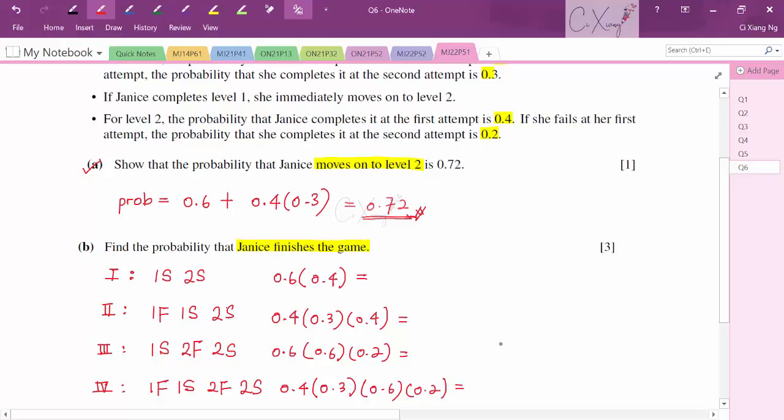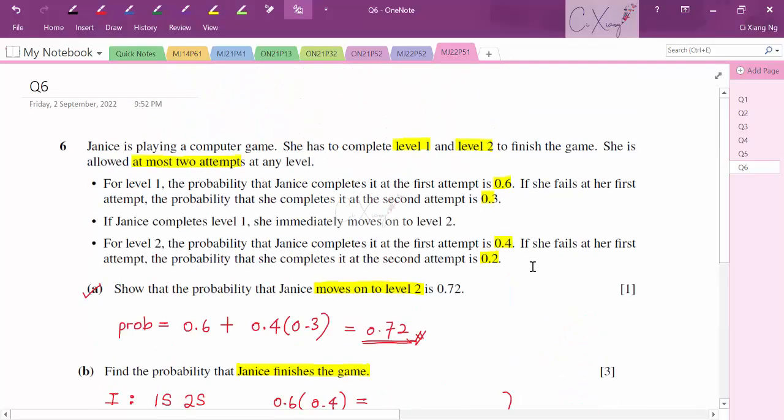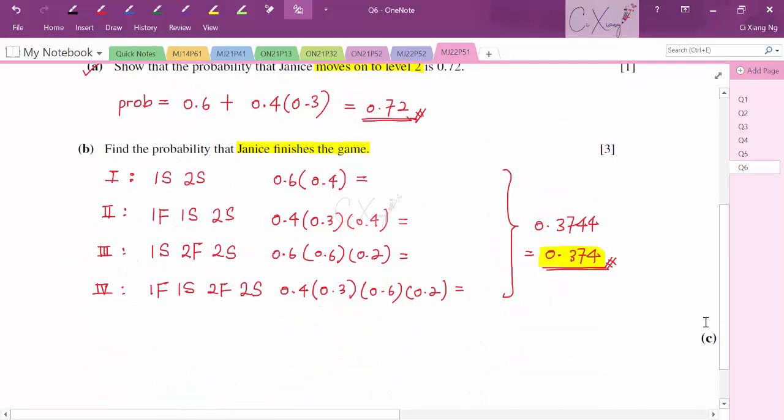So you calculate the probability for each of the cases here, and after that you will get the answer, which is 0.3744. Then of course we will change it to 3 significant figures, where it will be equal to 0.374. Okay, so this is how we solve part B. Okay, then now we proceed to part C.